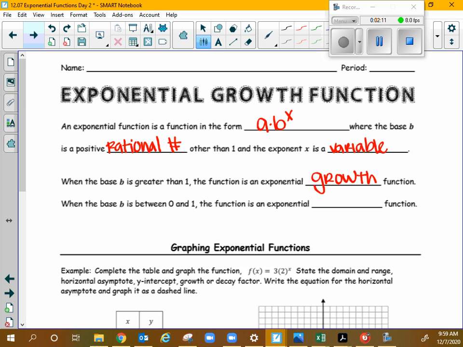And if your base value is between 0 and 1, the function is an exponential decay function. And they have the same relationship as a geometric sequence, right? Geometric sequences, except you can't have a negative growth or decay rate, okay? Because when you graph and they alternate positive, negative, then it wouldn't make that curve, right?